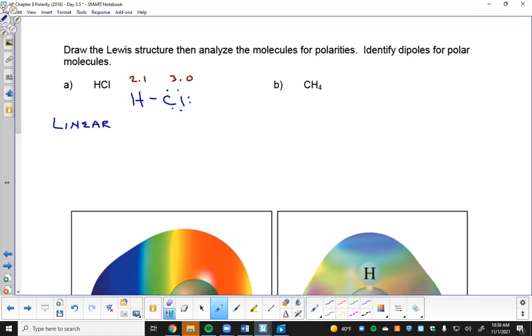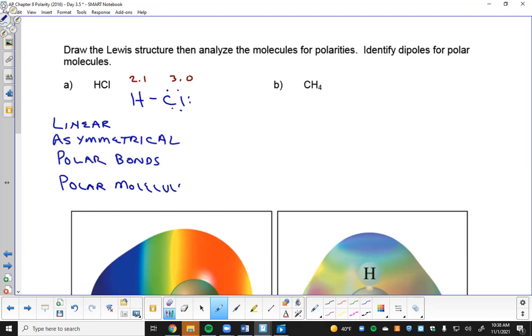I don't know if I would even talk about variety around the central atom because there's not a central atom in particular. If there was, I guess it would be chlorine. But it's asymmetrical, because the left is not the same as the right. It's lopsided from that point of view. Polar bonds, and the dipoles don't cancel each other out. So it's a polar molecule. So we could do that, or we could do that. But don't do both.